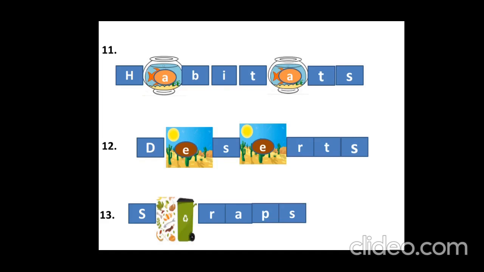Number 13. S blank R-A-P-S. I can see a lot of leftover food which has been put inside the dustbin. Do you remember? What is the word? Scraps. S-C-R-A-P-S. Scraps. So what is the meaning of scrap? Leftover, right? The leftover is called scrap. So here I can see the leftover food which we can put in the dustbin.